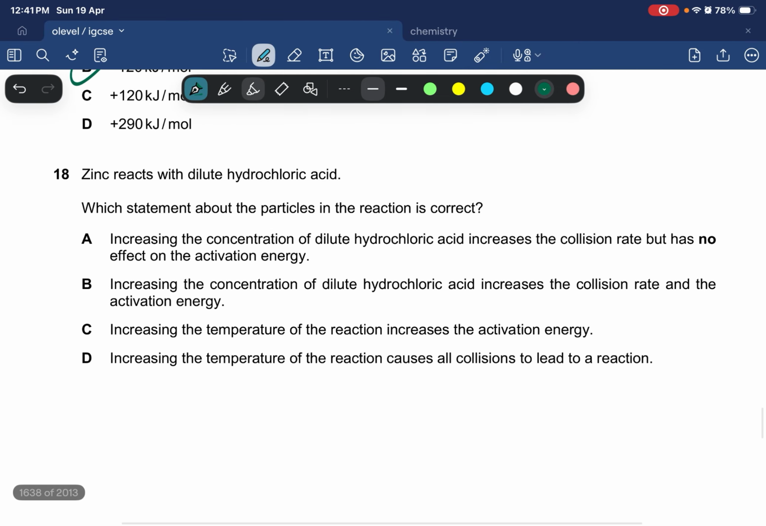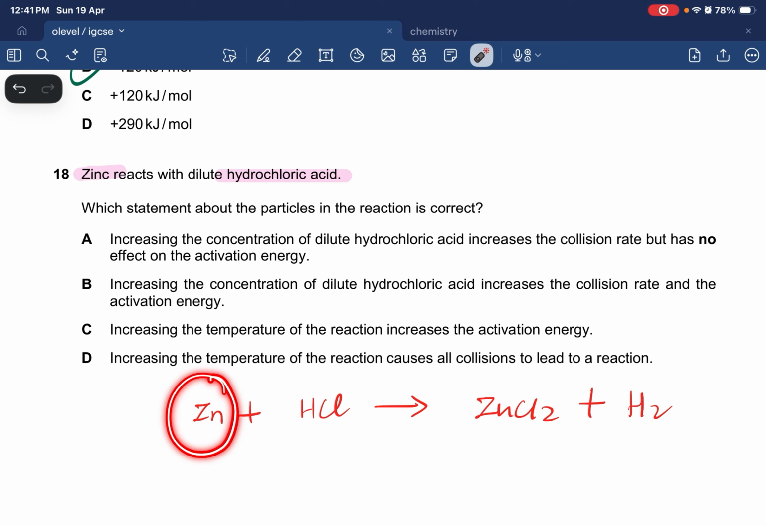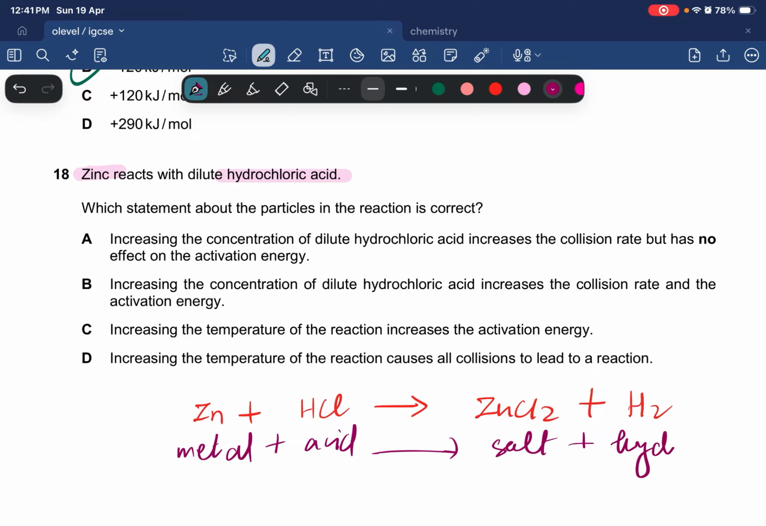Zinc reacts with dilute hydrochloric acid. Let's write the reaction. Zinc reacts with HCl to form ZnCl2 plus hydrogen gas. You have a metal, you have an acid, you're going to form a salt and hydrogen. Just remember that whenever you have metal plus acid, you form salt plus hydrogen gas.